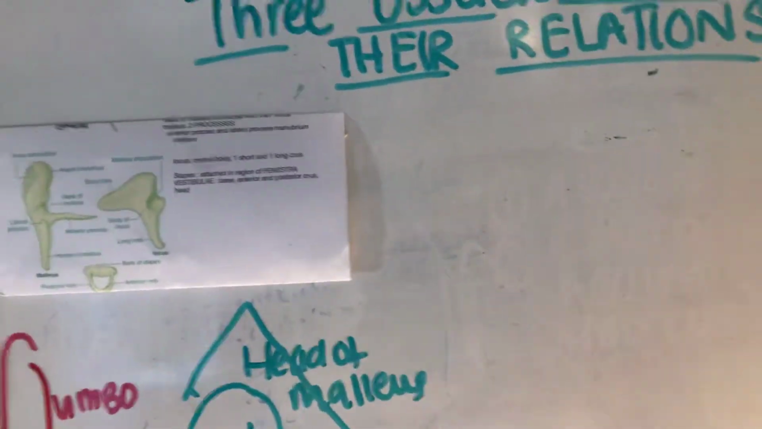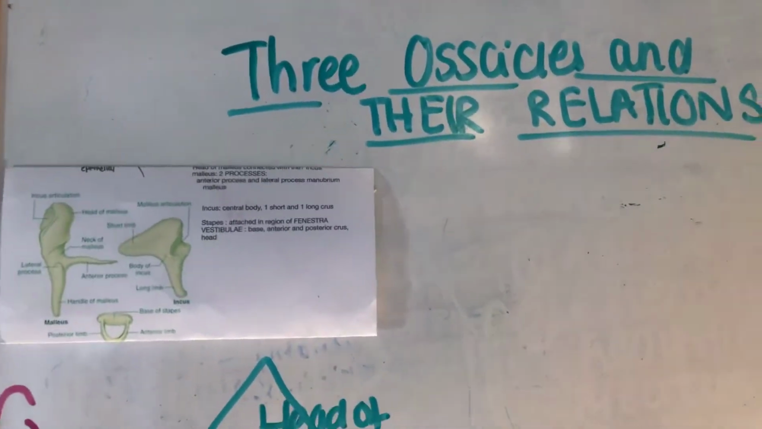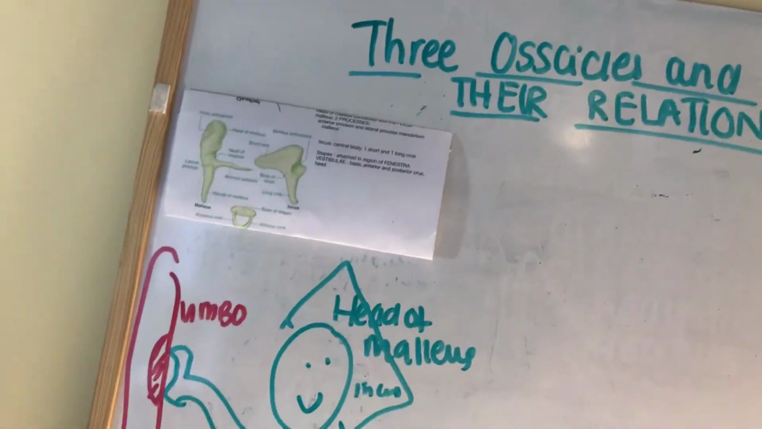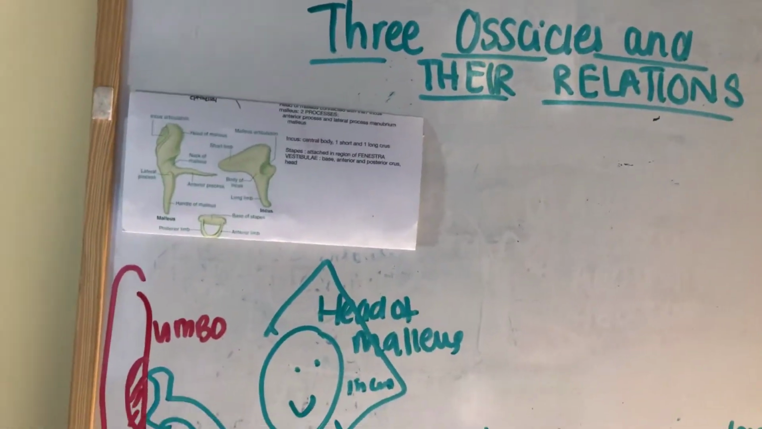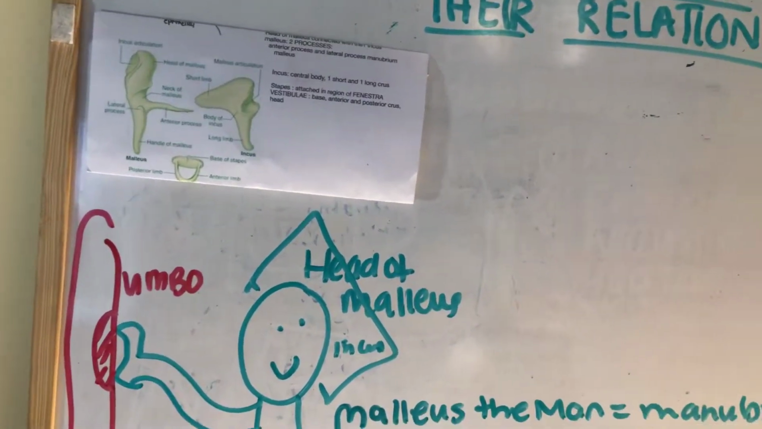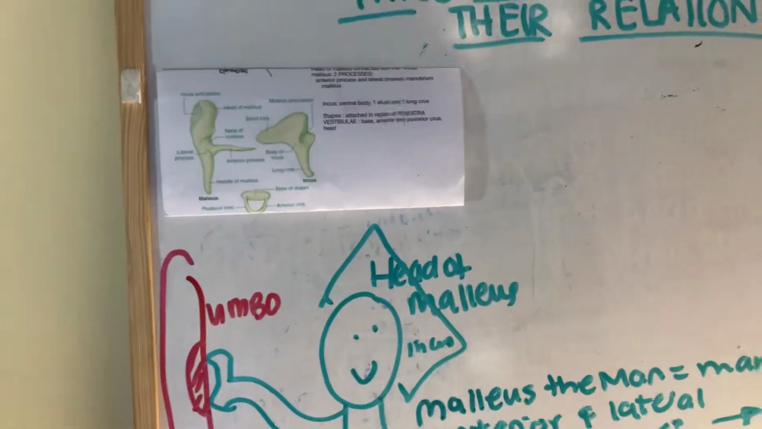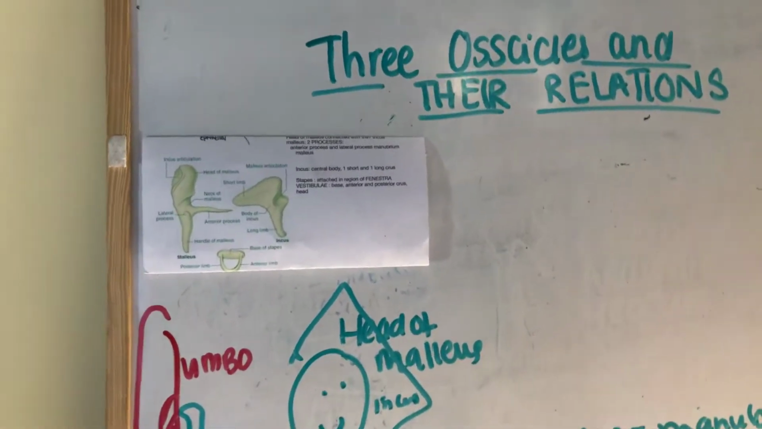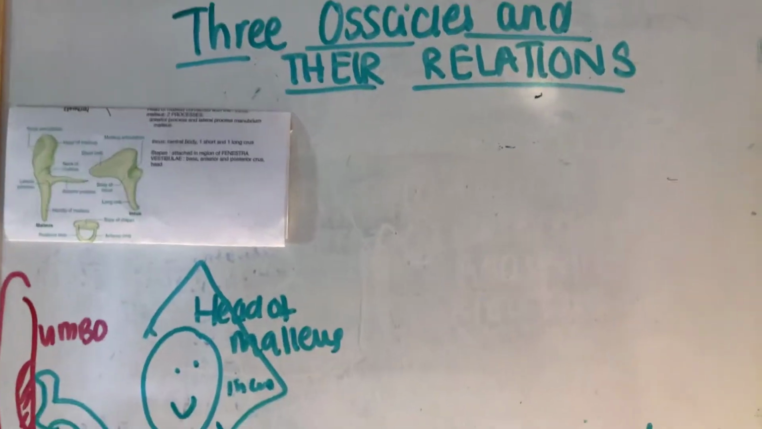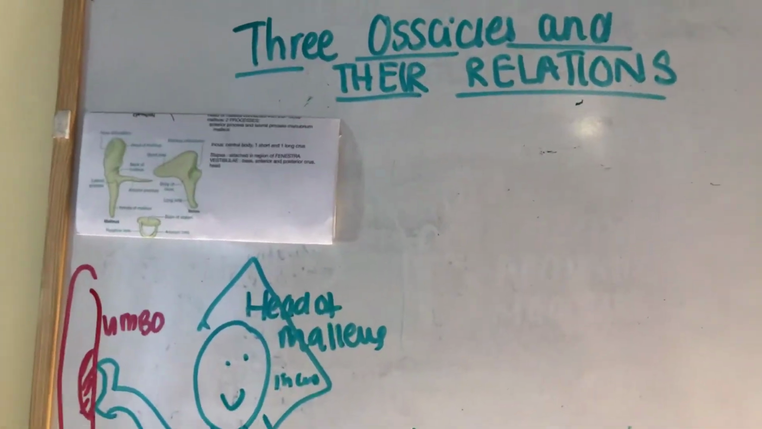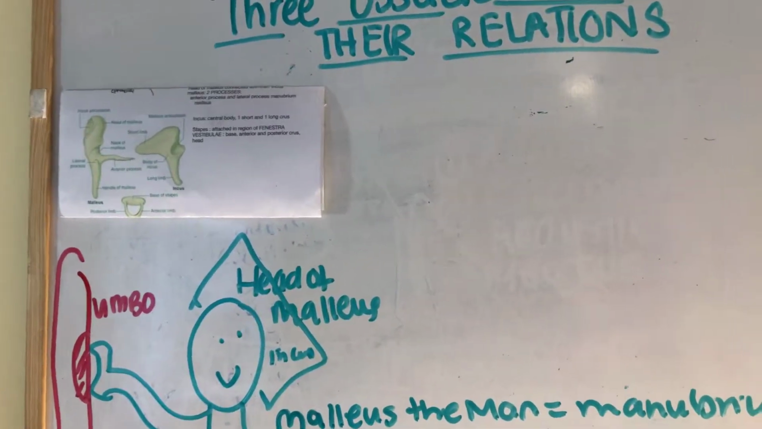Okay, let's talk about the three ossicles. These are the three ossicles found within the ear, within the middle ear. We've already talked about the external ear, but we're going to start to talk about the middle ear based on these ossicles and their relations.